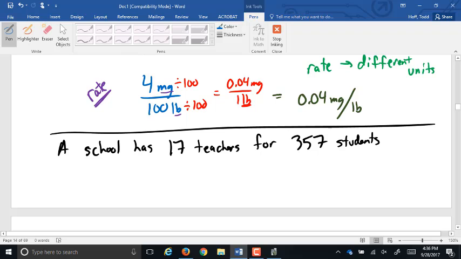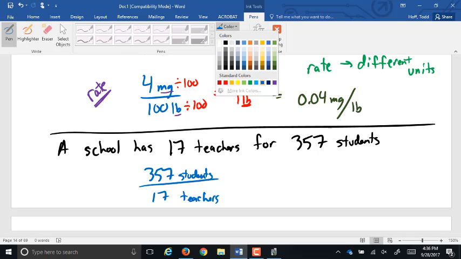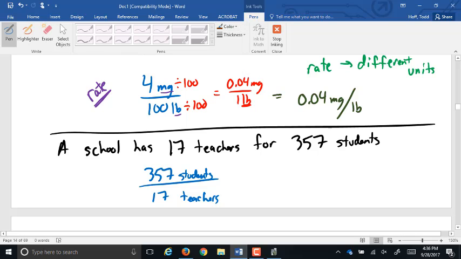So I'm going to construct this ratio, 357 students over 17 teachers. Now, I purposely wrote this one out in such a way to make it a little confusing, because this is one that is a little confusing. It's a little bit gray. Is it a rate or a ratio? Well, you can make the argument either way, because you're comparing students to teachers, right? Those are different units. So you can make the argument that it's a rate because we are comparing students to teachers.